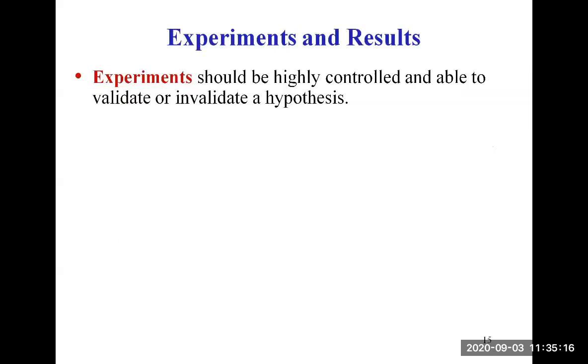So next you do experiments, and they should be highly controlled, and they will invalidate or validate your hypothesis. What it means to be highly controlled is that typically you will have a control, and then you will repeat the experiment by changing only one variable at a time. This way it's controlled. You can say the effect of changing the variable will be due to that variable only.